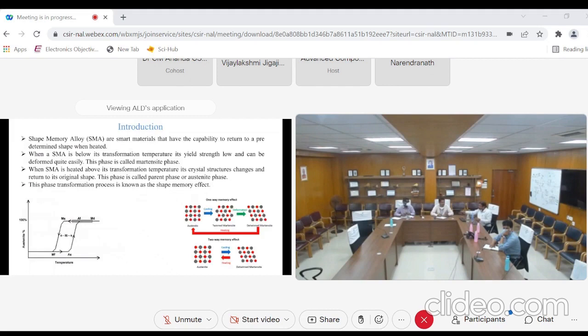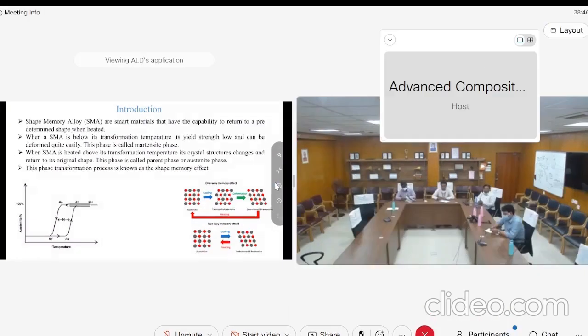So this is very basic. If I talk about shape memory alloy, in crystal structure there are two types: one is the BCC structure and the other is the FCC structure. The BCC structure is the high temperature structure, the austenite phase, and the FCC phase, face centered cubic, is the martensite phase.